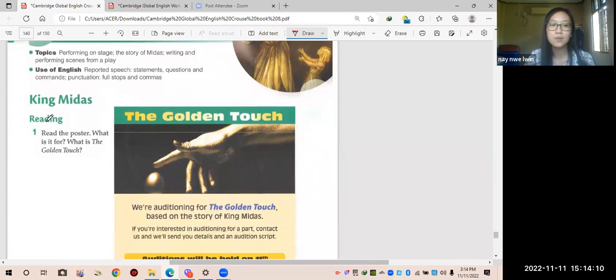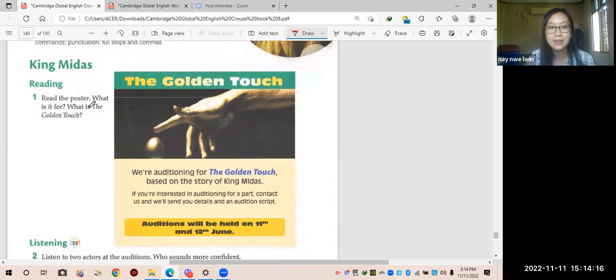So let's move to reading. Read the poster and what it is for and what is the golden touch. Okay, so read this poster and answer these 2 questions for me. Okay, so read this one and we'll discuss these 2 questions after that.